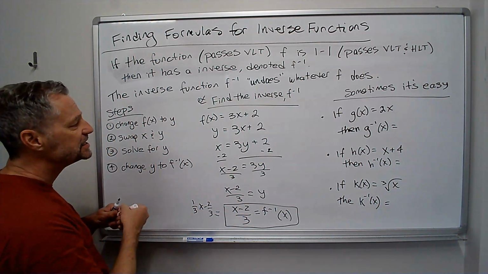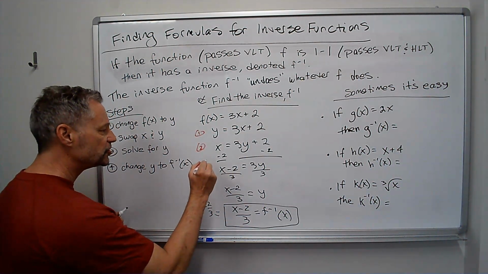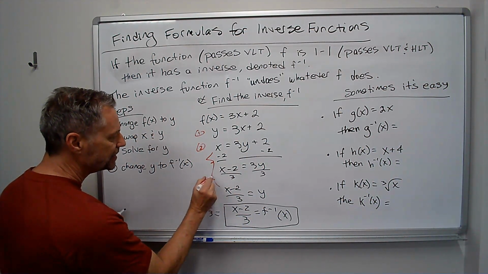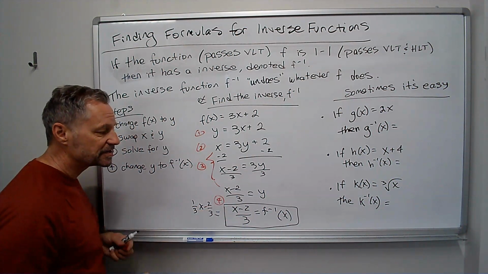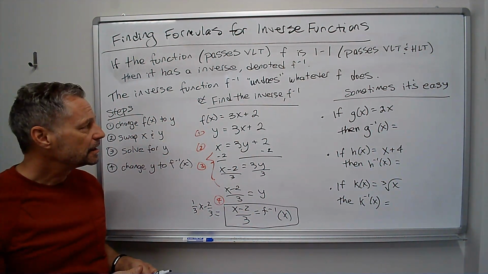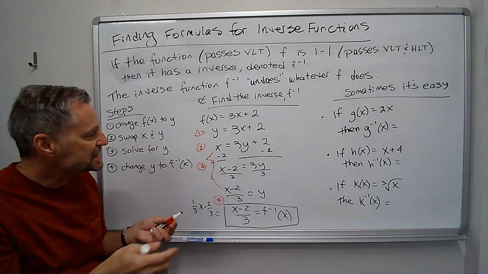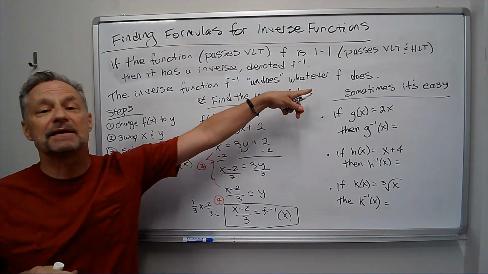Changing f of x to y was step 1. Swapping x and y was step 2. All of this was step 3, all the way down here. And then step 4 was just replacing the y with f inverse of x, and I've got my inverse. You can follow those steps anytime. The only thing that might be difficult is the part where we're solving for y, but sometimes it's super easy.